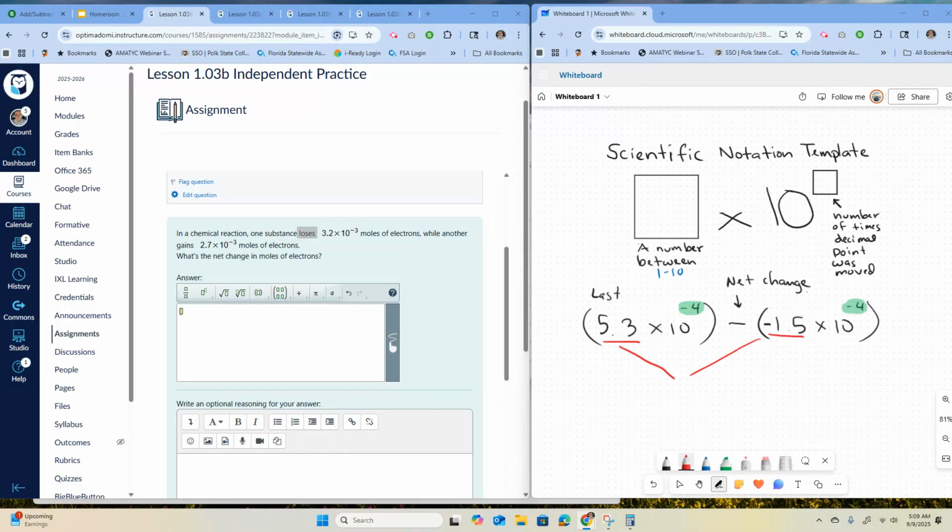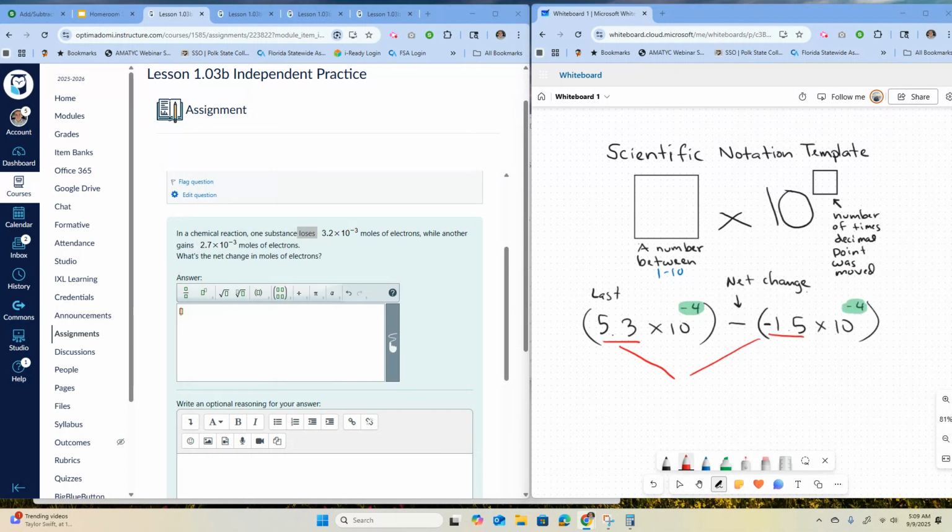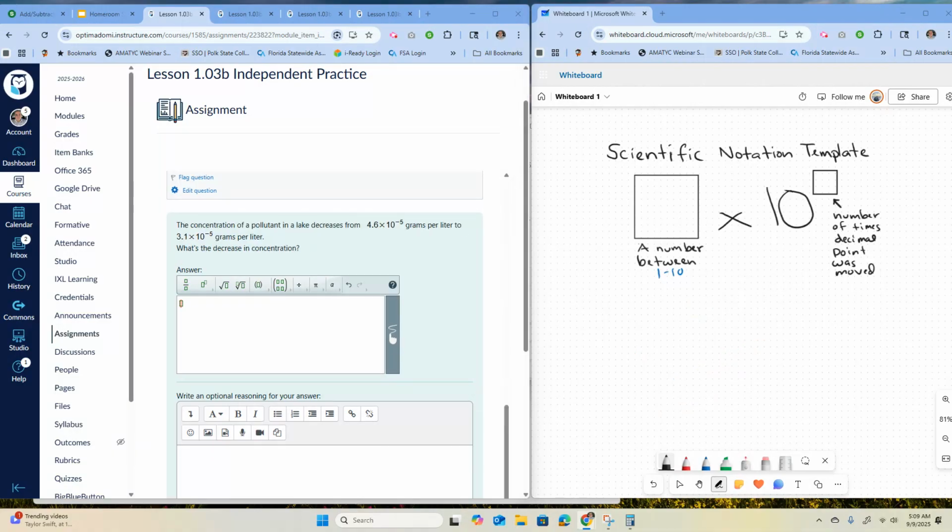So in your calculator, what you're going to do is subtract 5.3. I'm going to subtract negative 1.5. So you can see I have that double negative. That's why in my answer I get 6.8. So this will be 6.8 right here. And then I'm going to keep the power of 10. So I'm going to keep times 10 with the same exponent. And that's how you do problem number one.